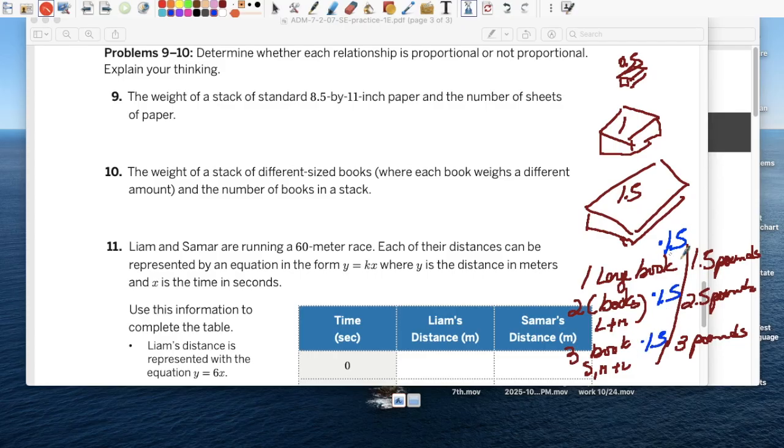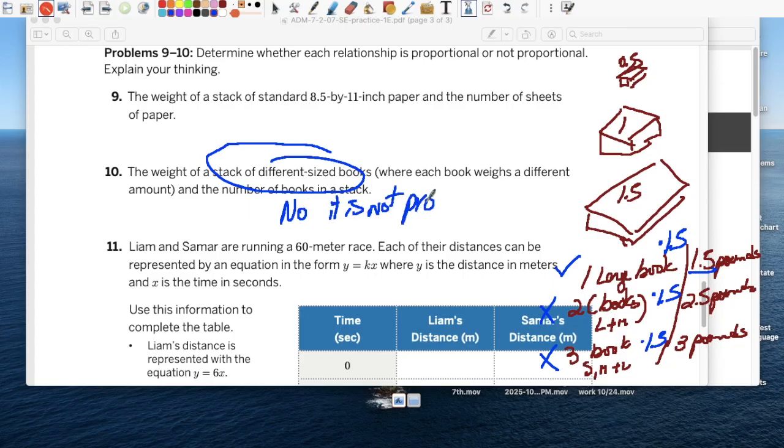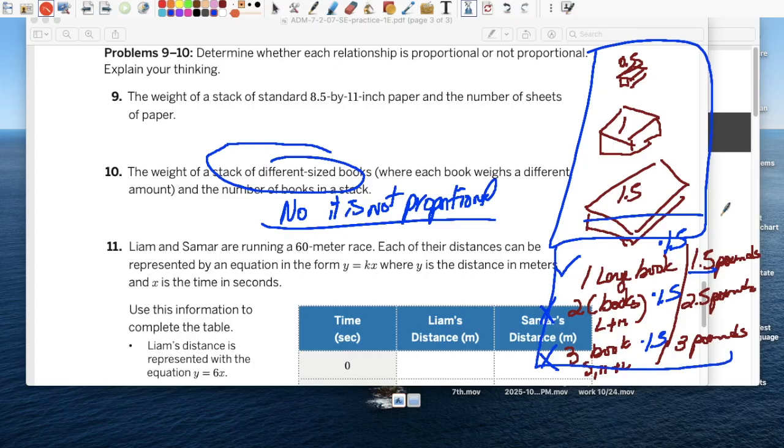Now, 1 times 1.5 is 1.5, so that's okay. But 2 times 1.5 is not 2.5, it fails. 3 times 1.5 is not 3, it's 4.5, so it fails. So again, remember, different size books. If they were all the same, that'd be a different story. Same book, that'd be a story. But because they're all different, no, it is not proportional. So, visuals and a table all came along in this particular problem to help out.